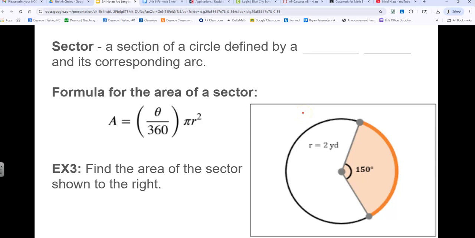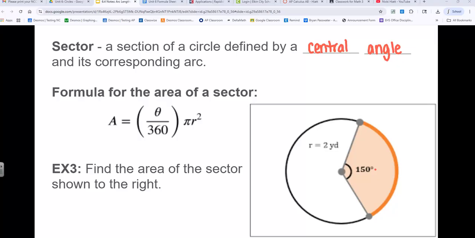So let's look at what we've got here. A sector is a section of a circle defined by a central angle and its corresponding arc. So over here in this picture that I have to the right, you can see that I have right here a central angle that is given, and then the corresponding arc that goes with it would be this orange arc that we see here. So this whole area, this whole slice of the circle right here is what we're talking about when we're talking about the sector. So we will need to be able to find the area of a sector.